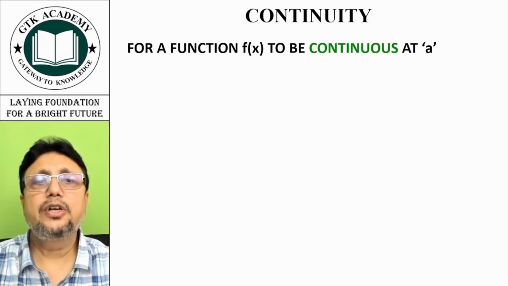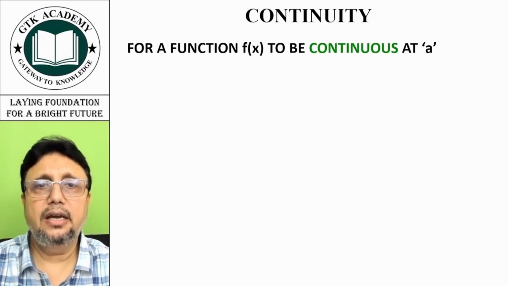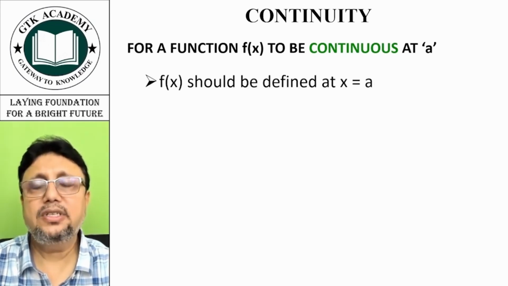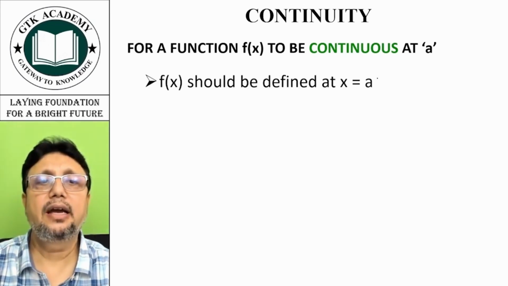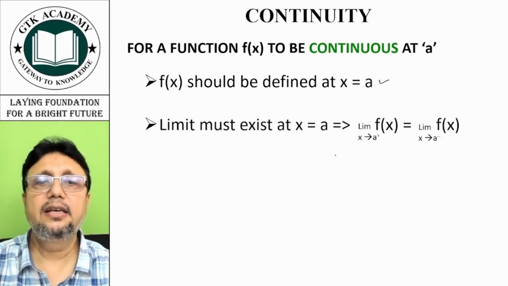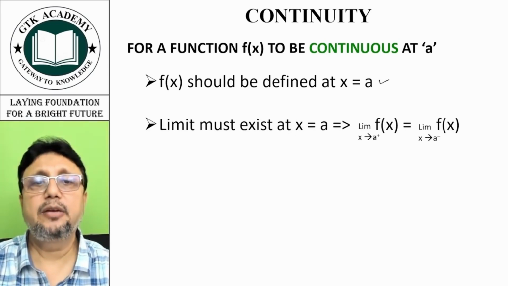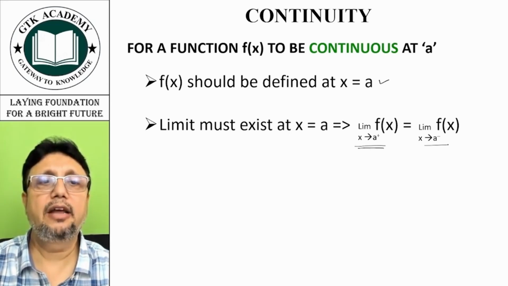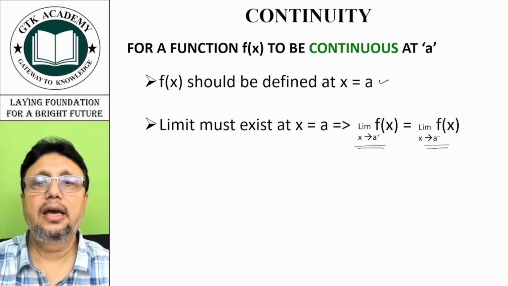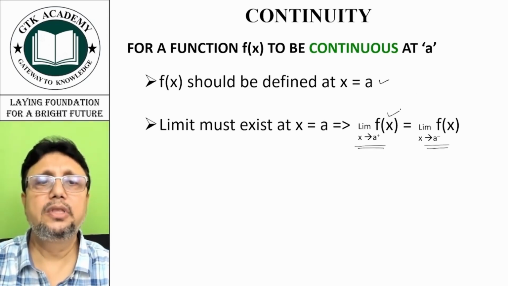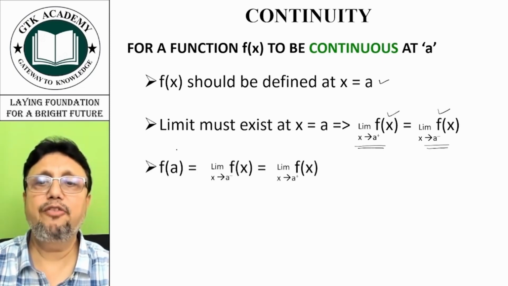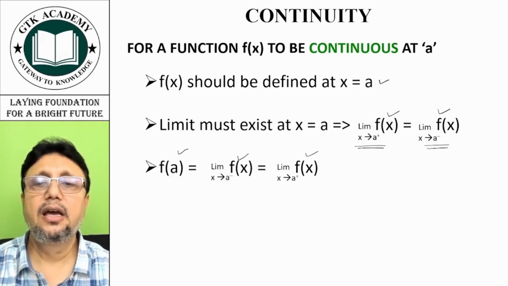Now, for a function to be continuous at x equal to a, first it should be defined at a. Second, the limit must exist. That means the right hand and left hand limits should be equal, and both these limits should be equal to the value of the function at a.